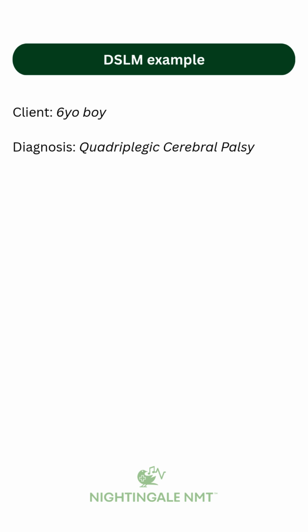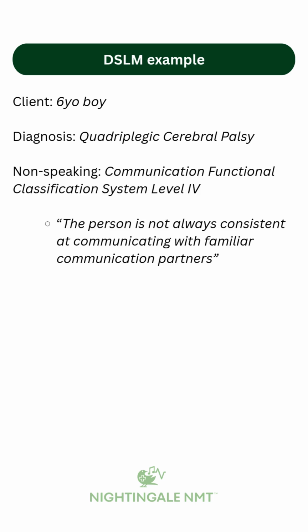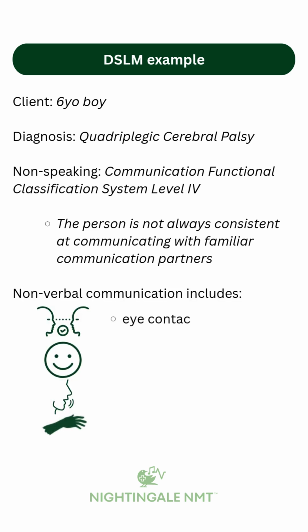My client is a 6-year-old boy with quadriplegic cerebral palsy. He is non-speaking and presents at level 4 on the Communication Functional Classification Scale. This means that he has some inconsistent communication with familiar people like his support workers and family members. For him, this is achieved non-verbally through responses like eye contact, facial expression, vocalization, and reaching.